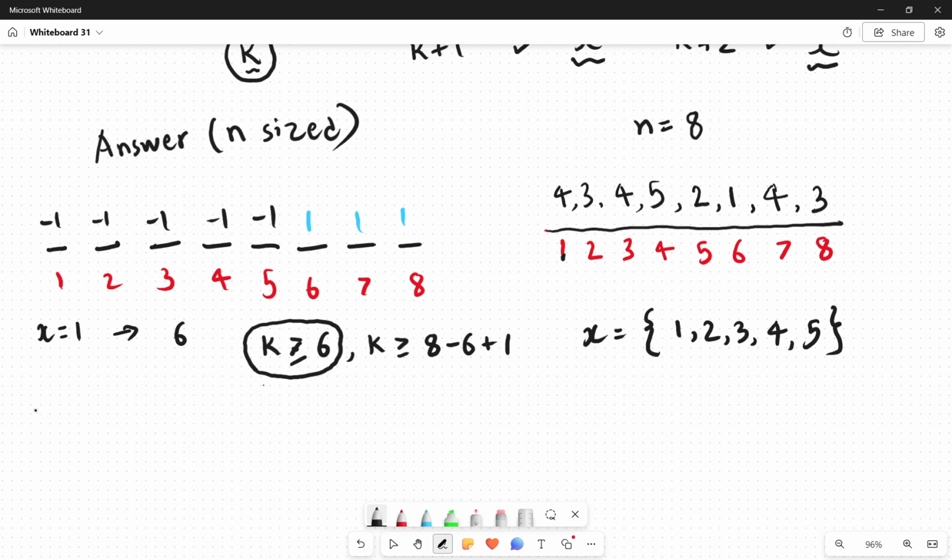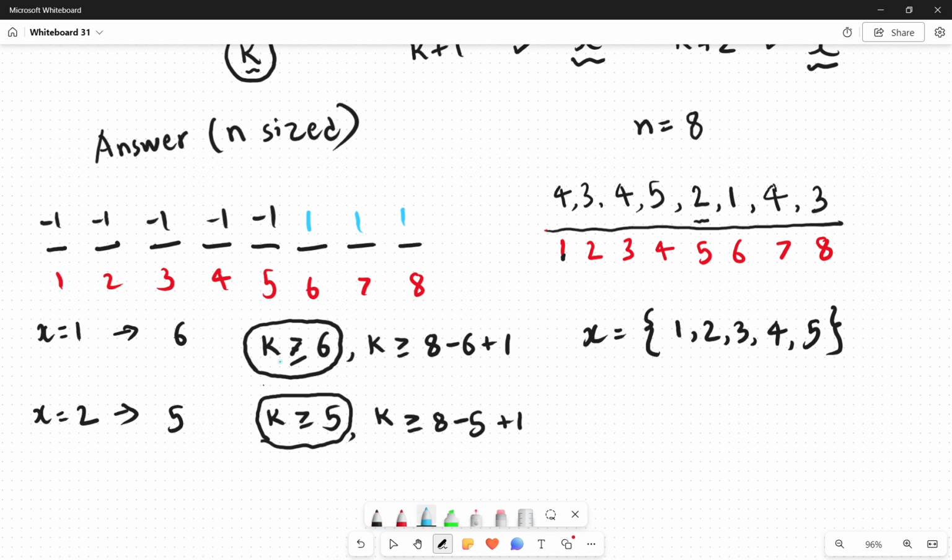So let us take a look at x equal to 2. It occurs at index 5. So in this case my k should be greater than or equal to 5 and my k should be greater than or equal to 8 minus 5 plus 1, right? So my k should be greater than or equal to 5. What I can notice is that for k greater than or equal to 5, the values k equal to 6, k equal to 7 and k equal to 8 are already filled.